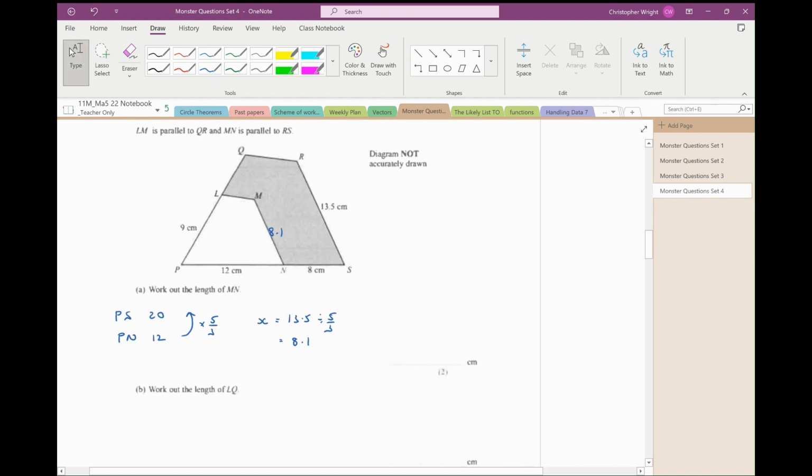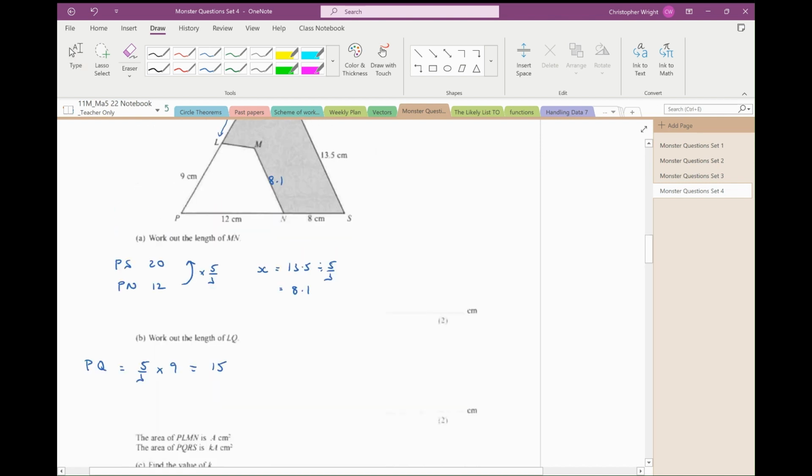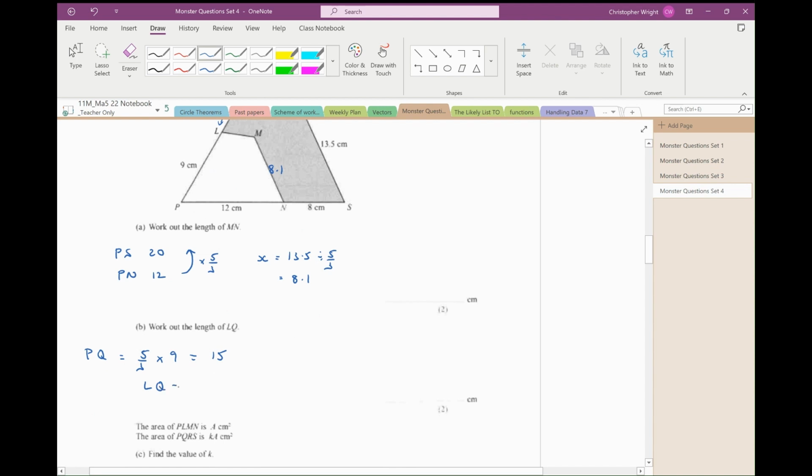Work out the length of LQ. LQ is this length here, isn't it? Now, here's LQ. If I knew the length of PQ, I'd be laughing because I could just subtract away this 9. And I can work out PQ because it corresponds to this 9, doesn't it? It's going to be 5 over 3 times 9, which is 15. So PQ is 15, which means that LQ is 15 minus PL, which is 9, gives me a length of 6 there.